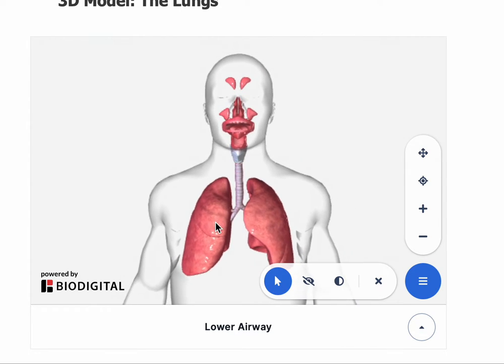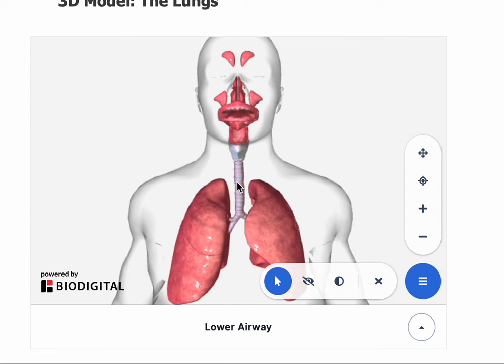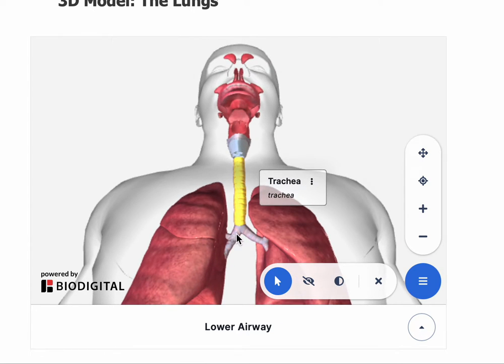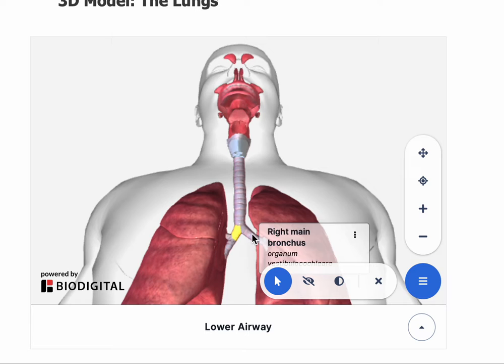It also contains the trachea, which is also known as the windpipe. The trachea carries air from the air we breathe into our lungs. The trachea also separates into a right main bronchus and a left main bronchus. The area where the trachea separates into the bronchus is also known as the carina, which would be right here.